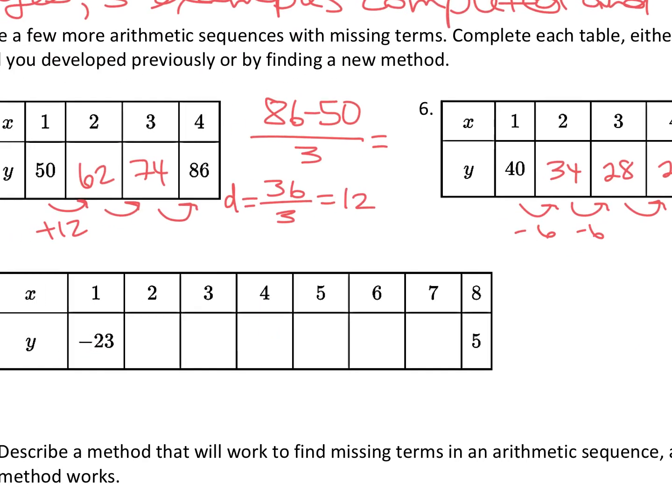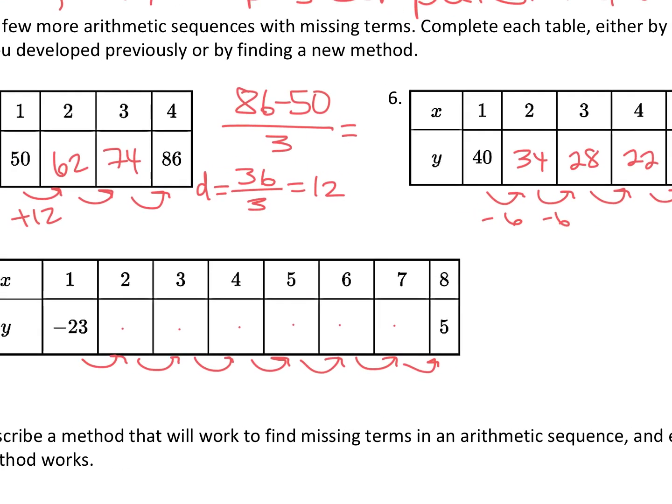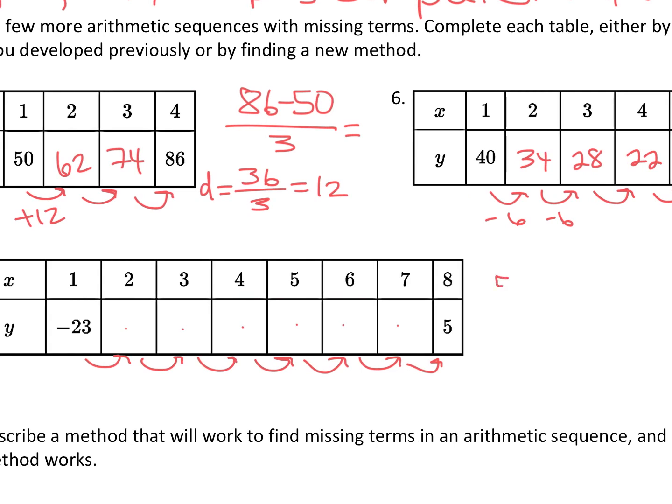Let's try one more. So there's lots of gaps in this table. I'm filling in 1, 2, 3, 4, 5, 6. So that means there's going to be 7 jumps, right? 1, 2, 3, 4, 5, 6, 7 jumps. So let's subtract the values that we know. So we're going to do the last one that we know minus the first one. 5 minus negative 23. Divide that by 7 jumps. So that ends up being our common difference, which is 28 divided by 7.